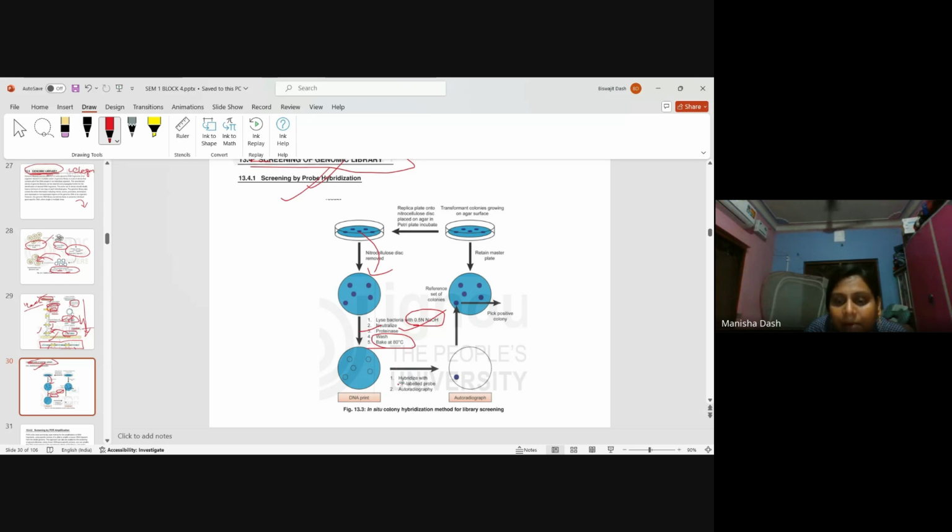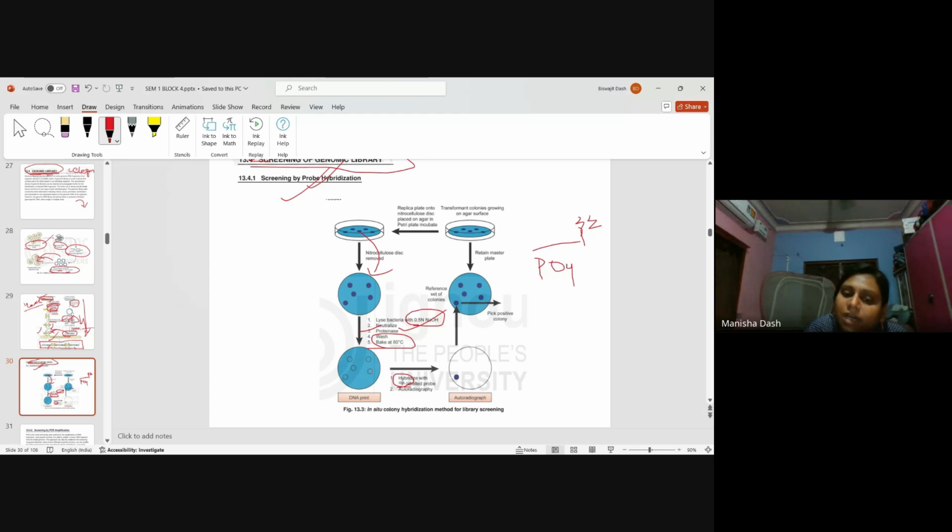Then you can hybridize it with the P32 labeled probe. That means the DNA has the phosphate within it, right? The phosphate groups are an essential part of the DNA. So what you can do, you can use a probe. Probe means a DNA segment that contains a radiolabeled phosphate, P32. So this probe can go and hybridize with the existing DNA segments.